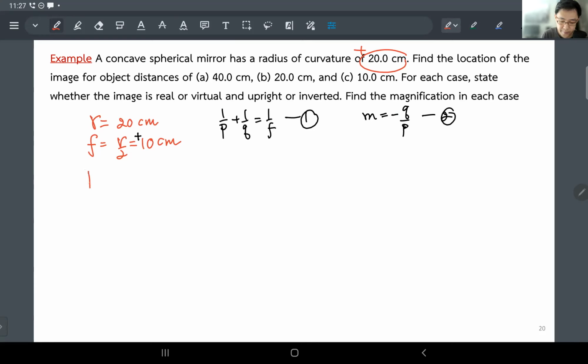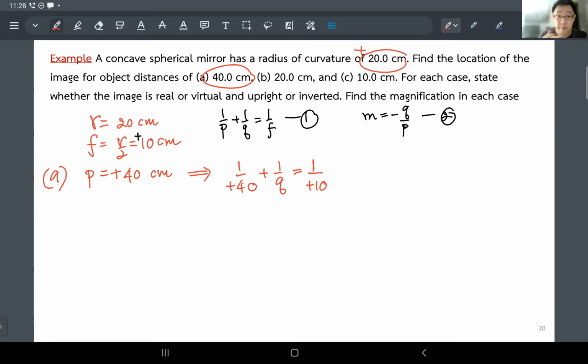What about the P? For part A, P is just 40 centimeters. And because you have only a single mirror, it's going to be a positive object distance because the object is a real object. I mean, you have an object in the front. Plug it into your mirror equation: 1 over positive 40 plus 1 over Q. The Q is the one you want. That's your image distance, equal to 1 over F, which is plus 10. You don't need to convert the units as long as you use the same units in all three parameters. So I'll keep the centimeter units here.